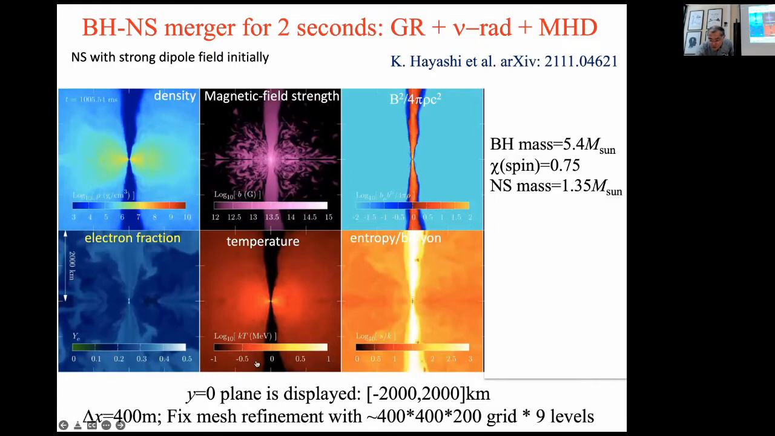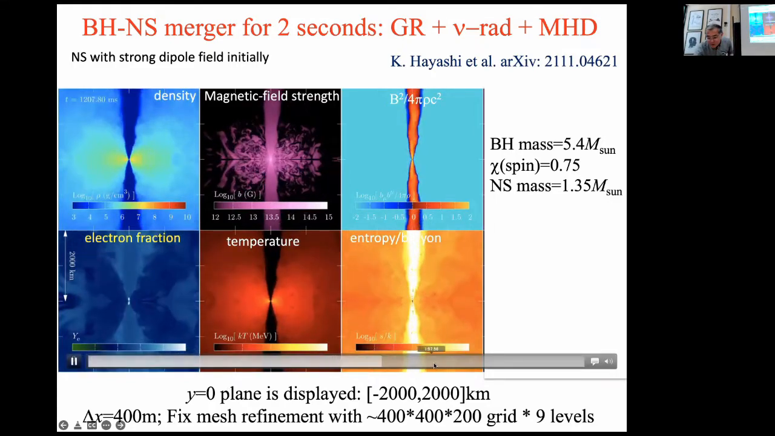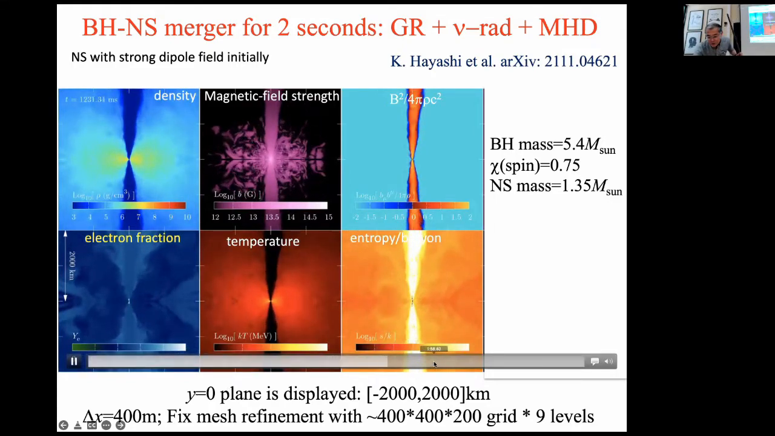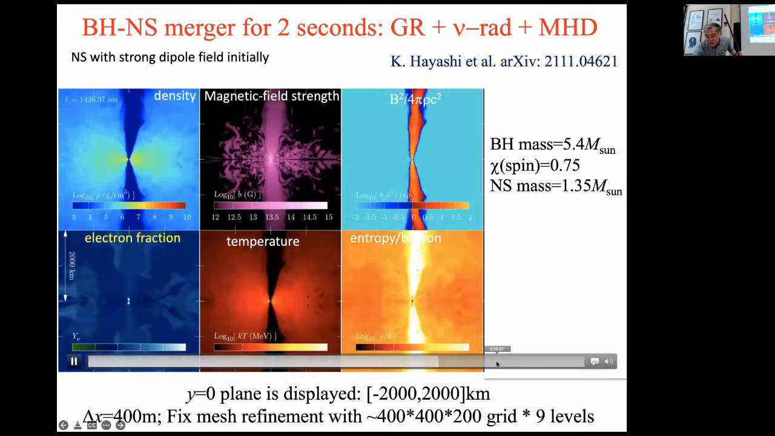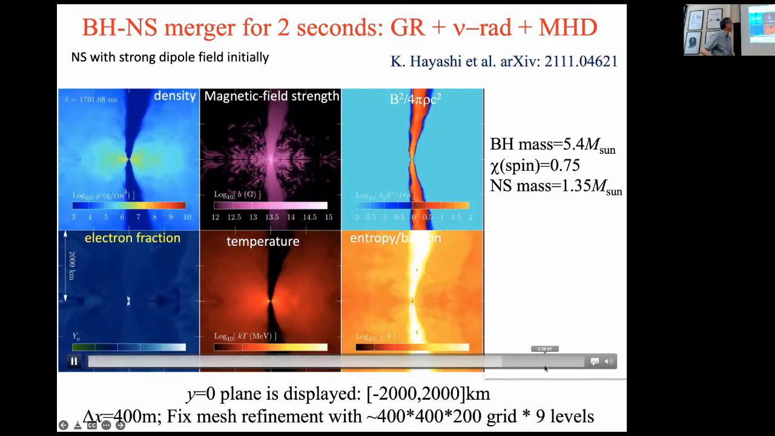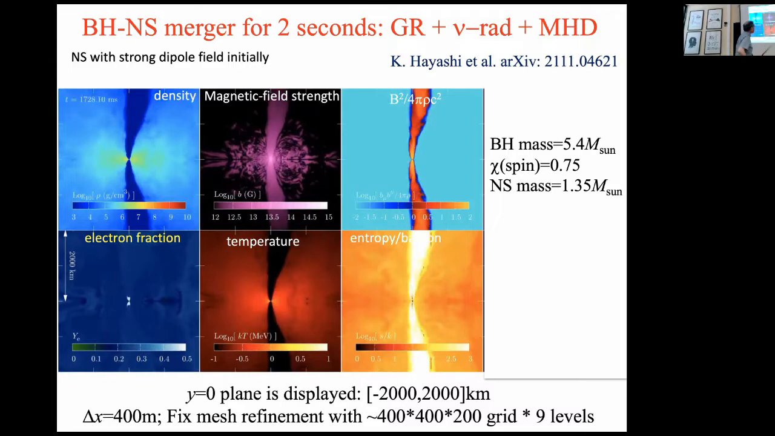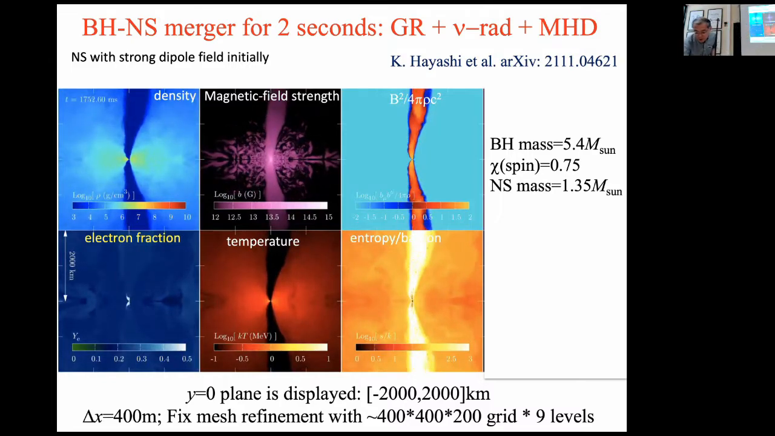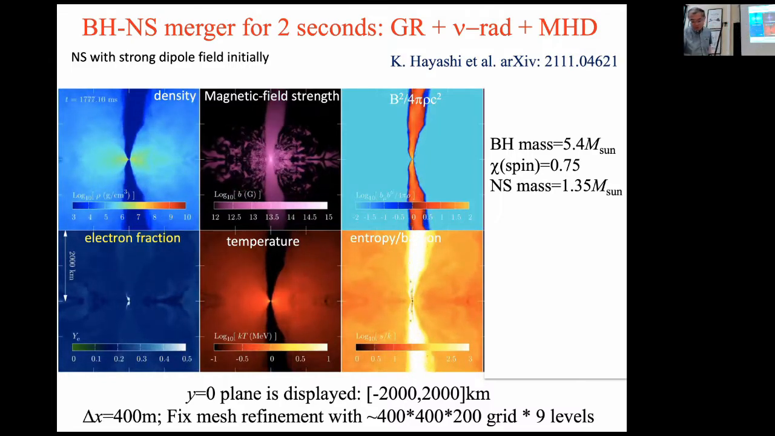Maybe we can skip through. Gradually density decreases, temperature decreases, but then you see mass is ejected, and still we have a Poynting flux in the first 2 seconds. Anyway, this kind of simulation was not possible before.